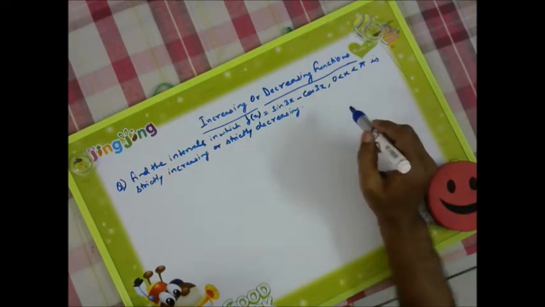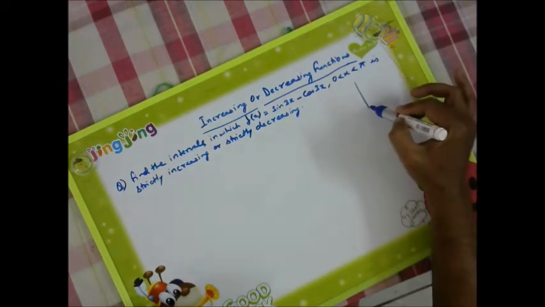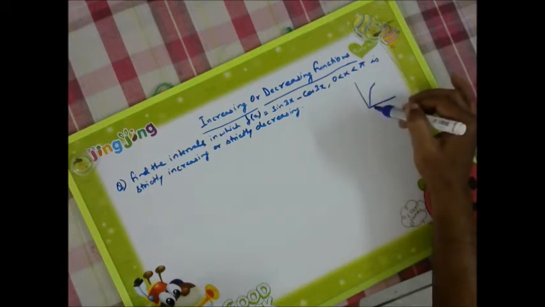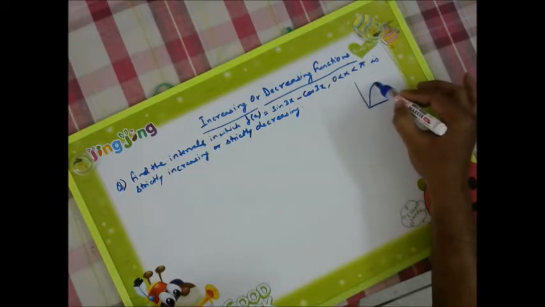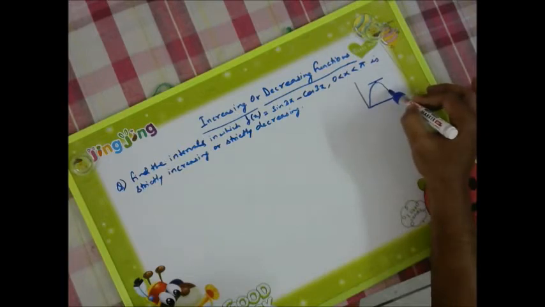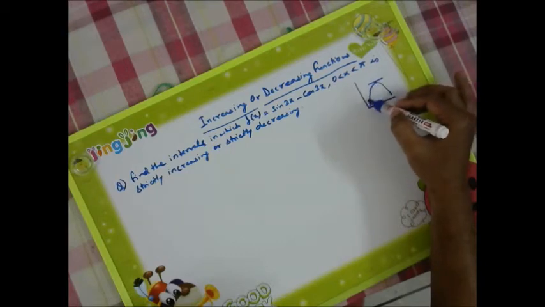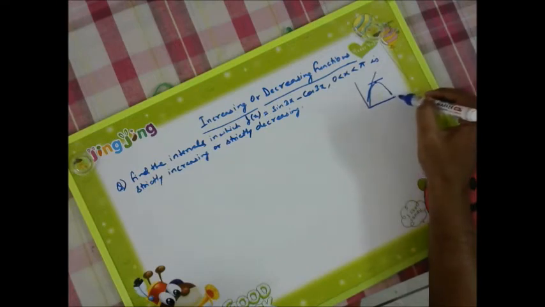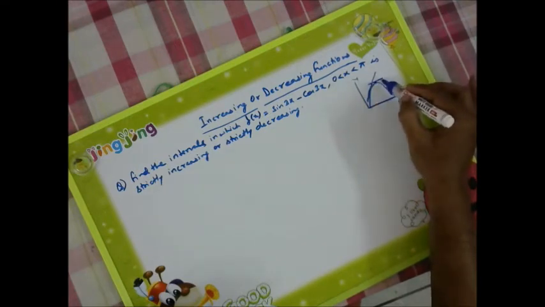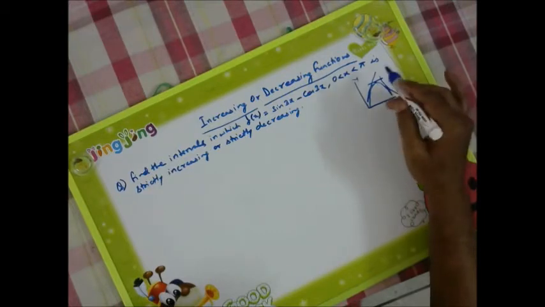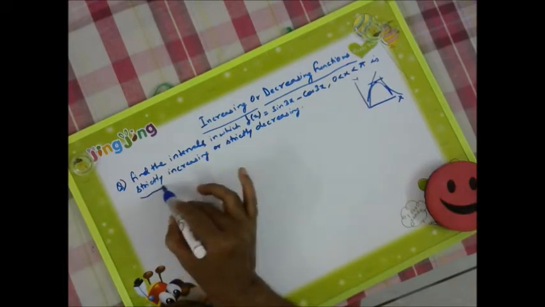Suppose we have a graph and some function. At one place it will be increasing and then further it will be decreasing. Suppose this is the point where f dash x is equal to 0, the slope is equal to 0. In this case, it will be an increasing function on this side of the curve, whereas on this side, it will be a decreasing function. That is the part we need to find.